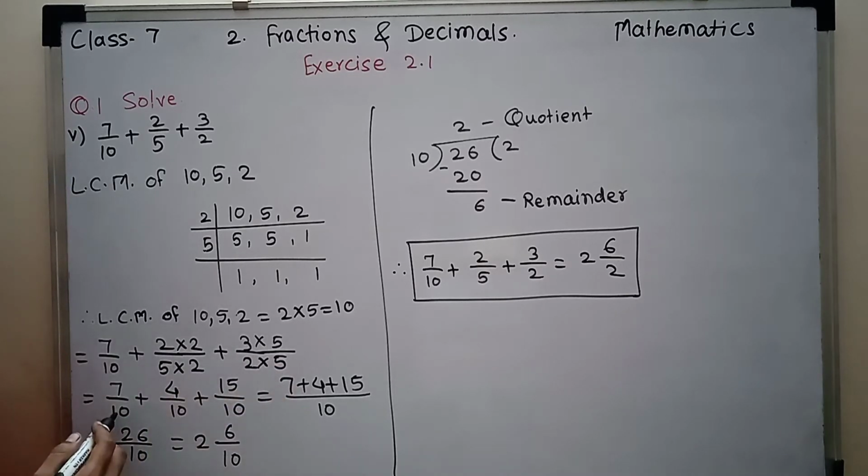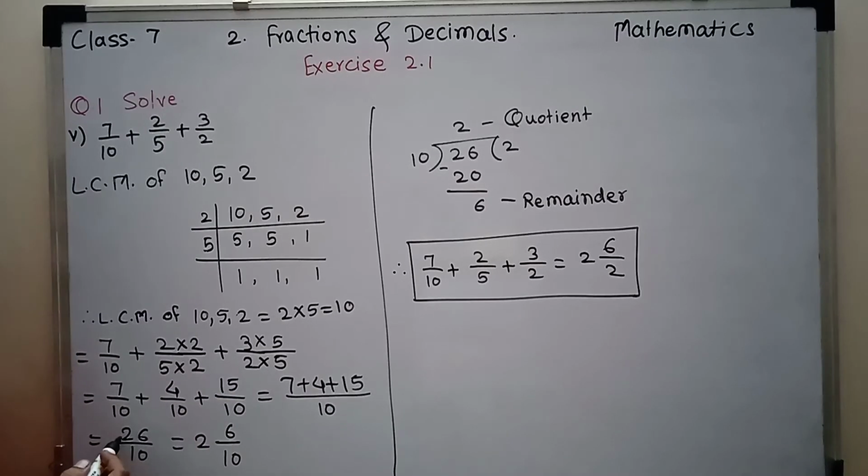7 upon 10 plus 2 fours are 4, 5 tens are 10, plus 3 fives are 15, 2 fives are 10. Now you can observe over here, all the three numbers have the denominator as 10. So just write it as 10, and the numerator will be what? 7 plus 4 plus 15. Adding them, what do we get? 26 divided by 10. So we can convert it into a mixed fraction.